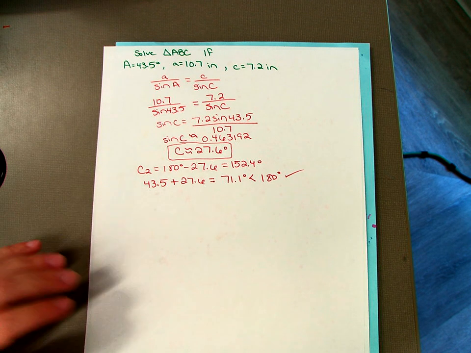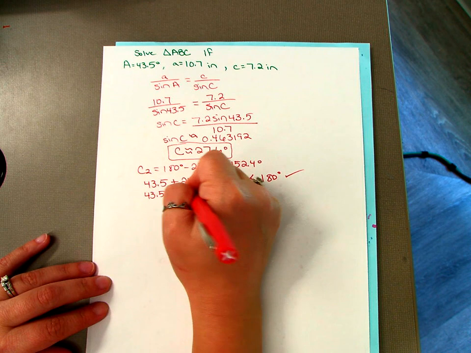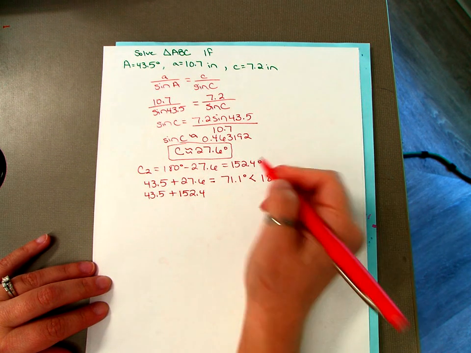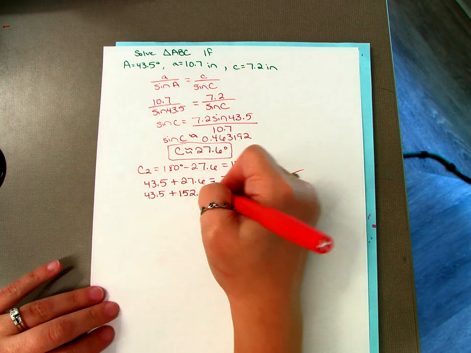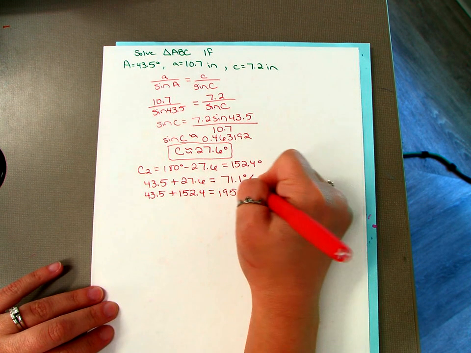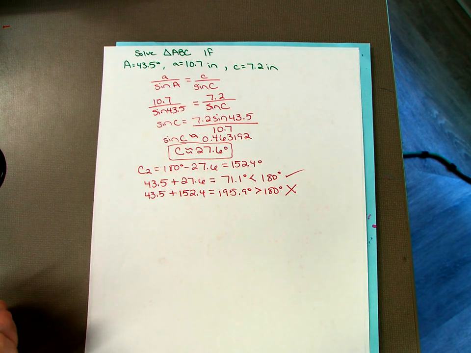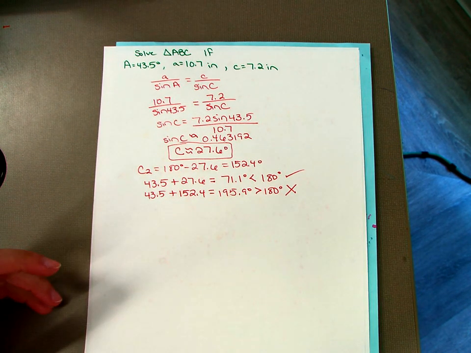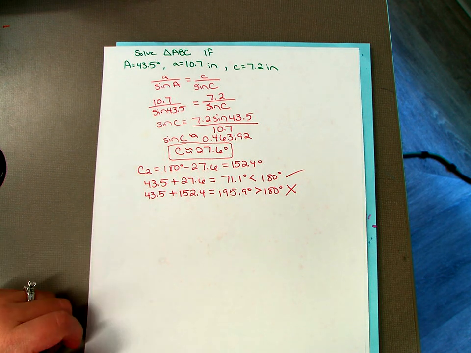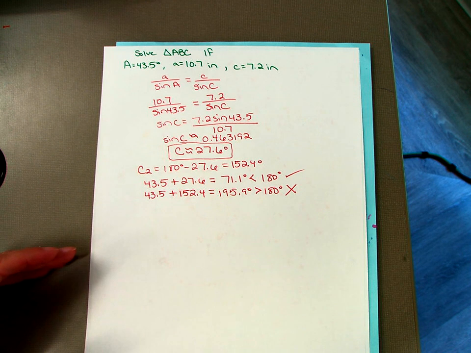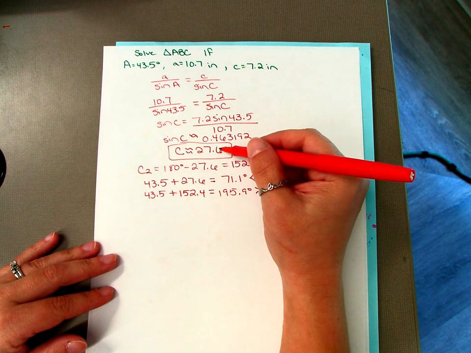If we do 43.5 plus 152.4, which is our C2 angle that we're testing, then we get 195.9 degrees, which is greater than 180. This one will not produce a triangle. We're already over 180, and we haven't even added in angle B. So the only triangle we're going to consider is the one with angle C being 27.6, because it's the only one that works.